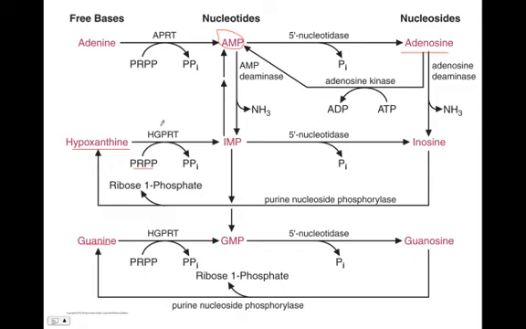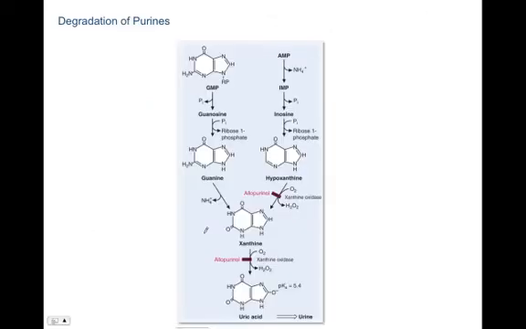The most important step in this pathway is HGPRT, shown here, which again is responsible for adding a 5-carbon sugar back onto the free bases hypoxanthine and guanine to generate IMP and GMP. Let's look at why that step is so important. In the degradation of purines, this converges on the generation of a compound, xanthine, by xanthine oxidase, the enzyme shown here.